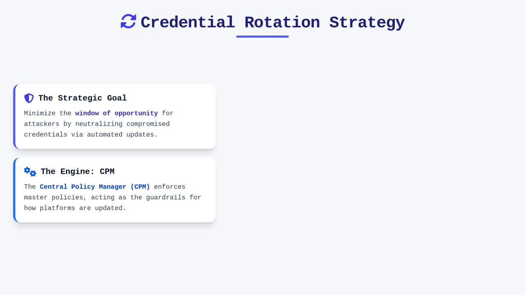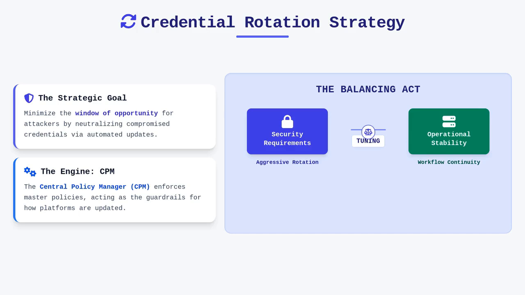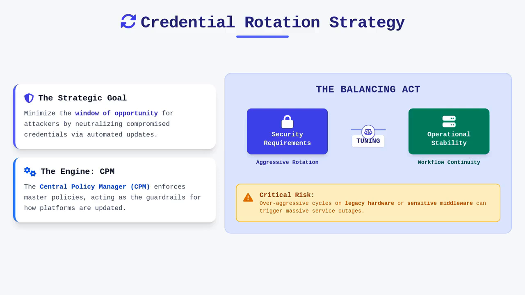When you configure your master policies, you are essentially setting the guardrails for how the CPM interacts with these platforms. Tuning these rotation frequencies is not merely a task of setting the number of days between password changes, but is a careful balancing act of security requirements versus operational stability. You must ensure that the platforms defined in your environment are sufficiently capable of handling frequent password updates without causing disruptions to automated service accounts or critical application workflows. If you force a rotation cycle that is too aggressive for legacy hardware or sensitive middleware, you risk triggering service outages that can take hours to remediate manually.